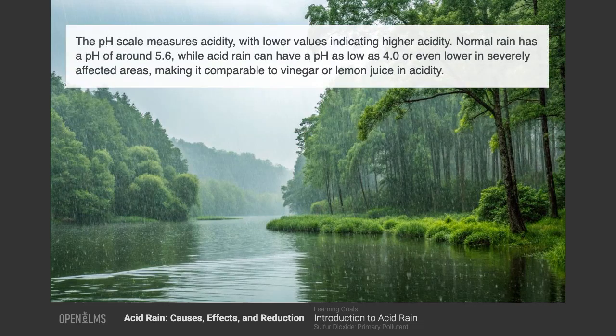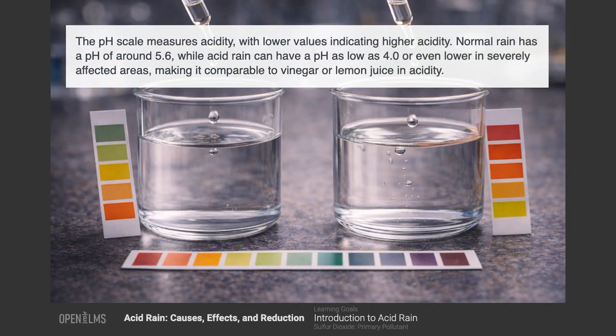The pH scale measures acidity, with lower values indicating higher acidity. Normal rain has a pH of around 5.6, while acid rain can have a pH as low as 4.0 or even lower in severely affected areas, making it comparable to vinegar or lemon juice in acidity.